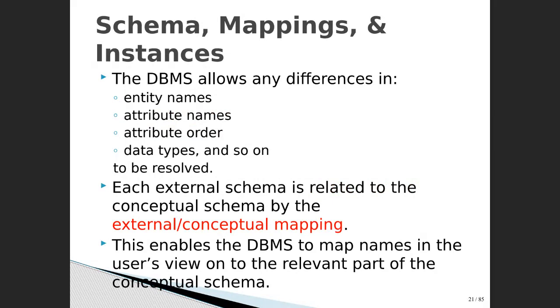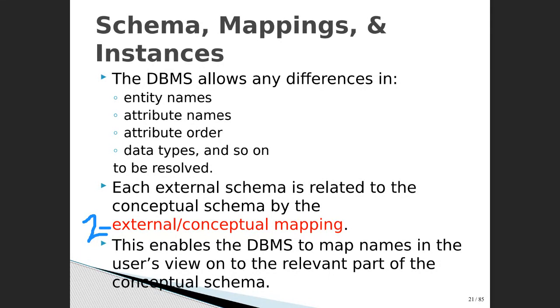On the other hand, there will be external conceptual mapping. This is number 2, okay, which will make sure that anything in the external subschemas will reflect the logical schema or the logical records in the conceptual schema. All right. So these are 2 types of mapping.